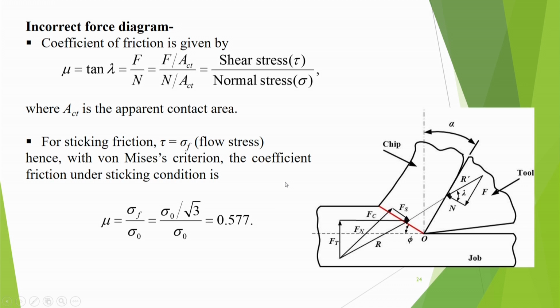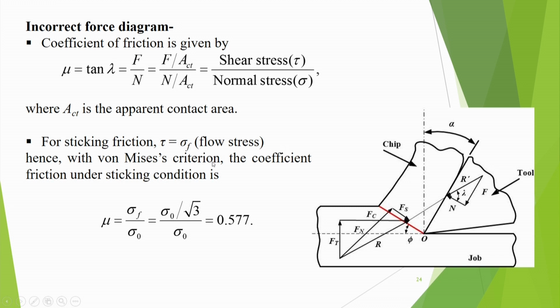Okay. Now, Astakhov pointed out that the force diagram is also incorrect, because the coefficient of friction is actually given as mu is equal to tan lambda, that is F by N, that is F by the apparent contact area, N by this one, shear stress by normal stress. Basically this Coulomb coefficient is assumed as a constant, but for sticking friction tau is equal to sigma F, that means flow stress is sigma F.